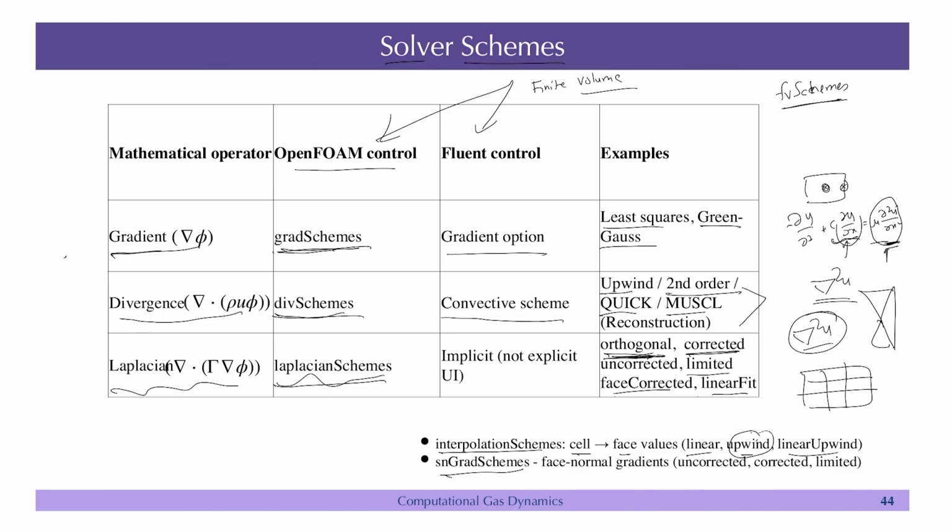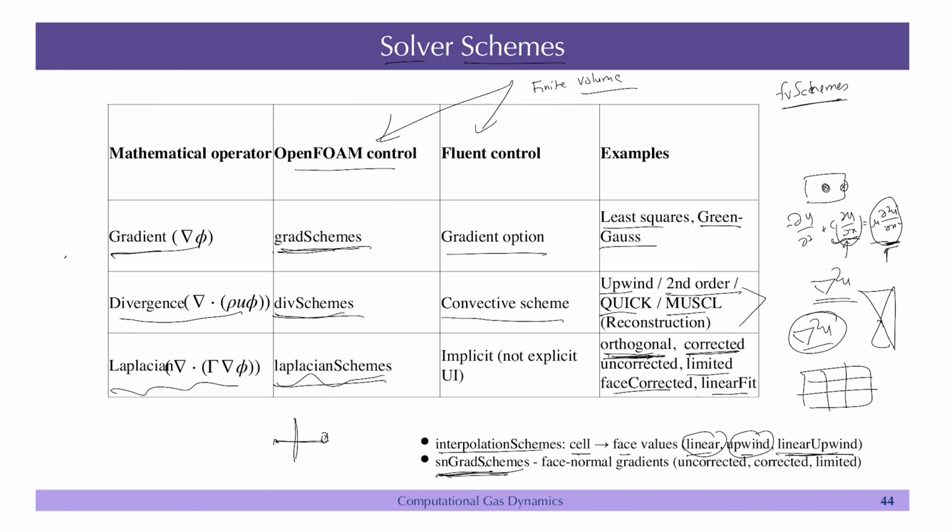Upwind is basically zeroth order, and linear is where you linearly go from the cell to the face. If you have a cell here and a cell here and you want to get the face value here, you just take the average of these. So, that is the linear scheme. Then you have linear upwind, which is a higher order scheme. Then we have the snGrad scheme, which is the surface normal gradient scheme.